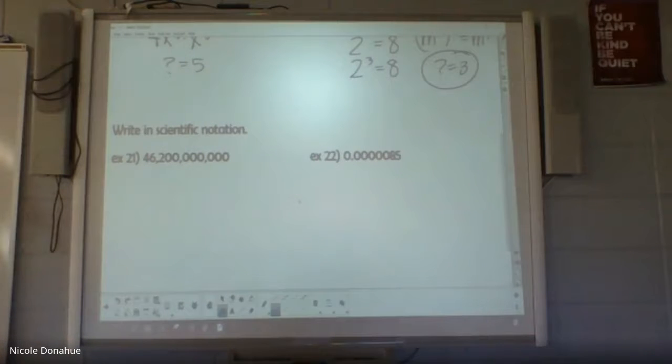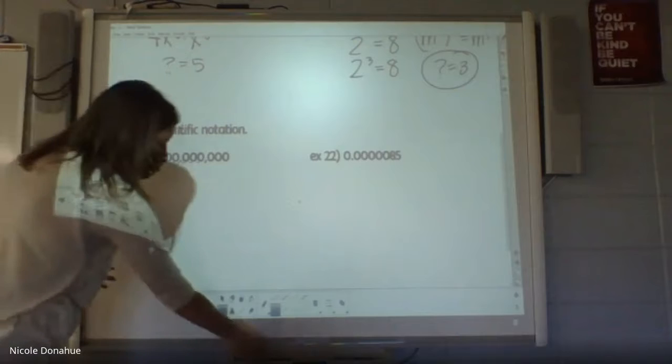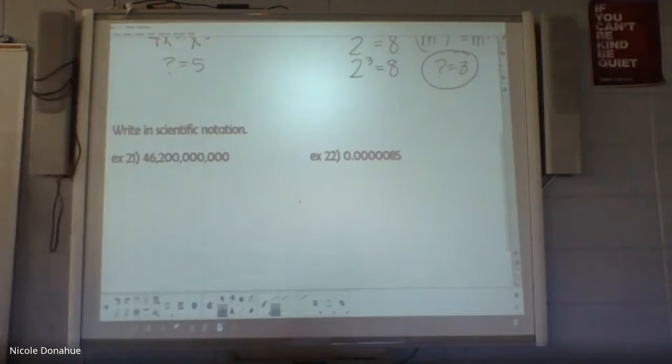We write some number times 10 to some power. So when we do this, we want a 1-digit number. I used to explain it to my algebra students as we want, like, lunch money. So 46 billion is a lot for lunch money. But what would be a more reasonable amount using those same numbers for lunch money?